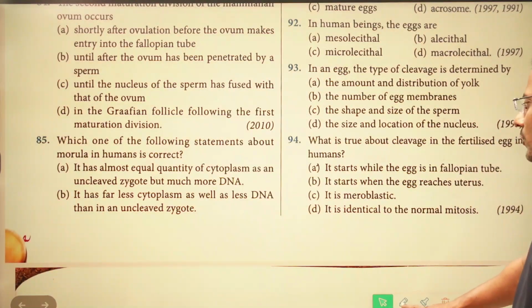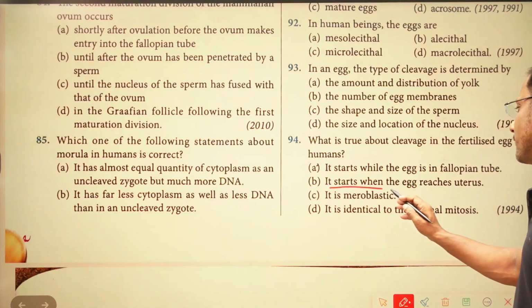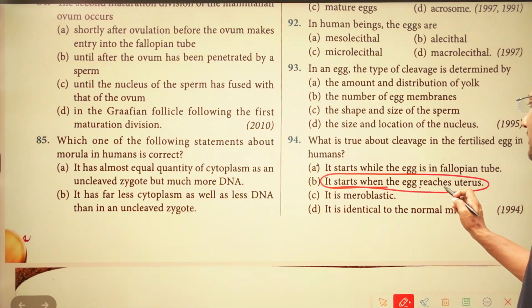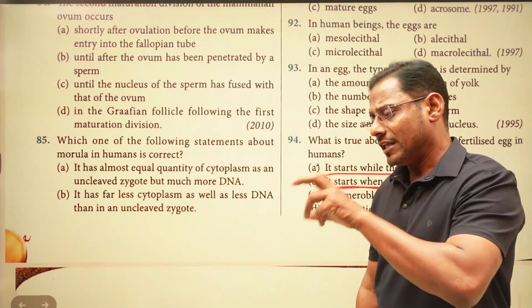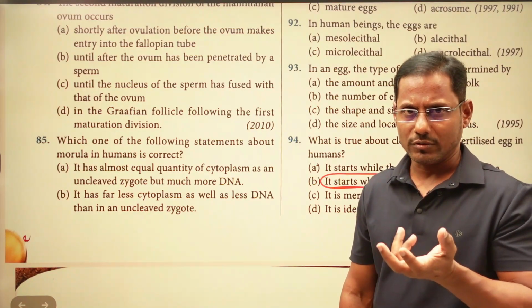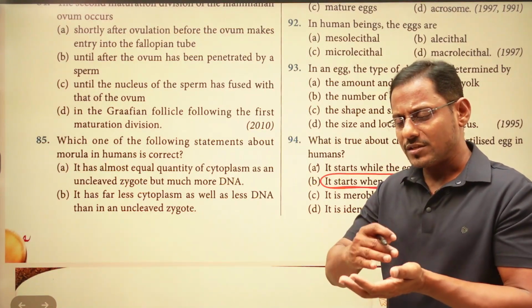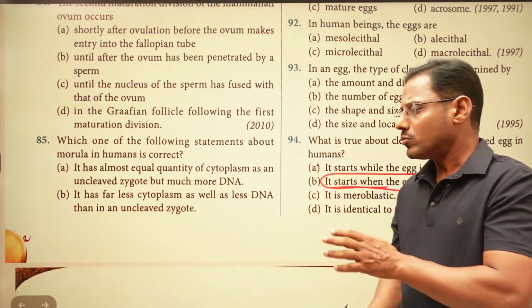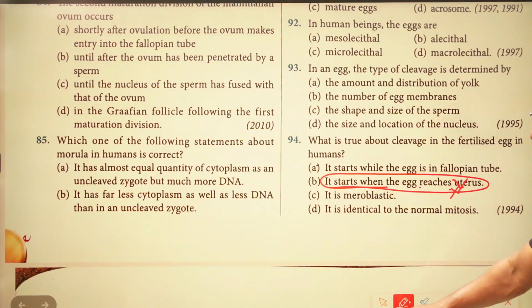Now look at the second statement: it starts when the egg reaches the uterus. This is an entirely wrong answer, because by the time it reaches the uterus, it is already at the blastocyst stage. It reaches the blastocyst stage, and only then is it going to implant in the uterus. So this is the wrong statement, you can simply say that.